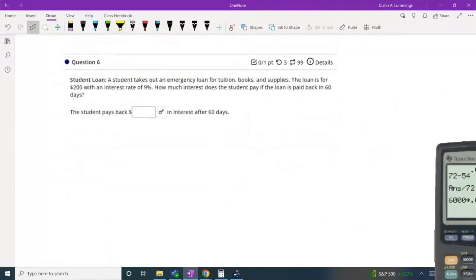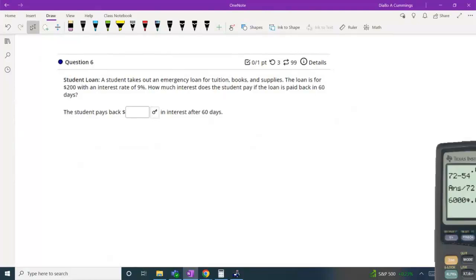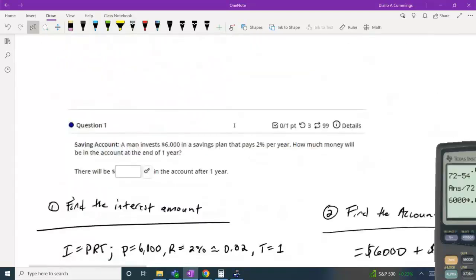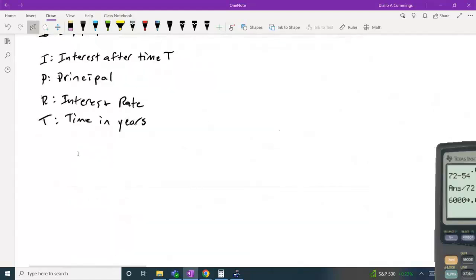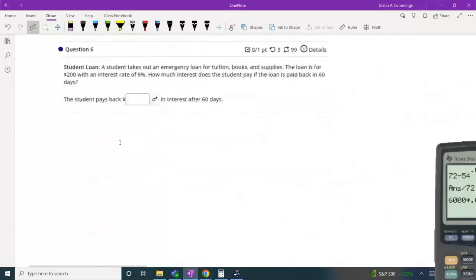All right. For number 6, this is a student loan application. A student takes out an emergency loan for tuition, books, and supplies. The loan is for $200 with an interest rate of 9%. How much interest does the student pay if the loan is paid back in 60 days? Okay, so notice for our formula, time has to be in years. So we're going to have to express days in years. We'll see how that works in a second.